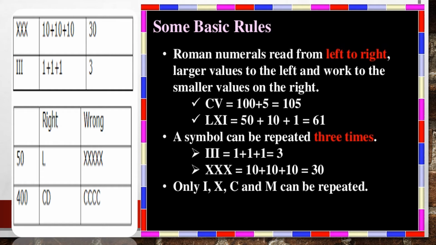So here also with example you can see X is written 3 times, so that means 30. If I is written 3 times, it means 3. But 50 is written as L. XXXXX is not written 5 times, that will be wrong. 400 we write CD, that is right. But if you are writing C 4 times, that is wrong. Only 3 times you can repeat it. So this is the rule.